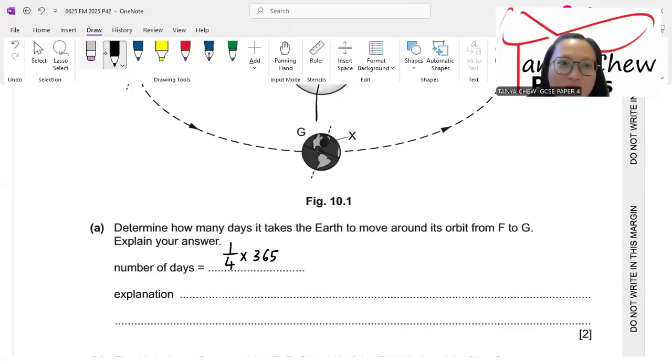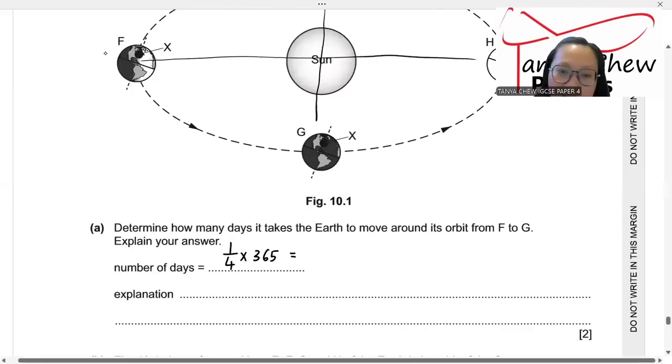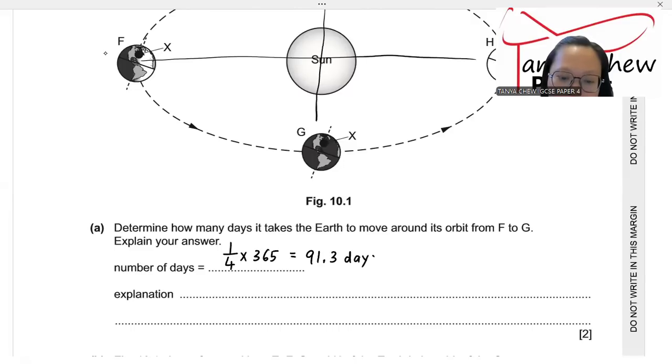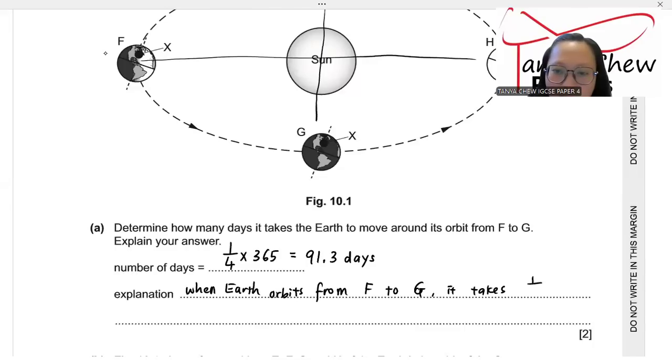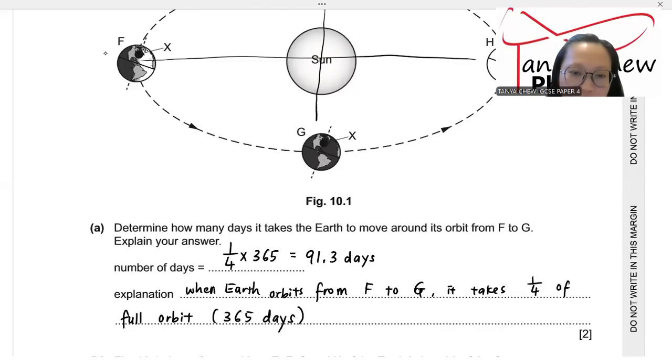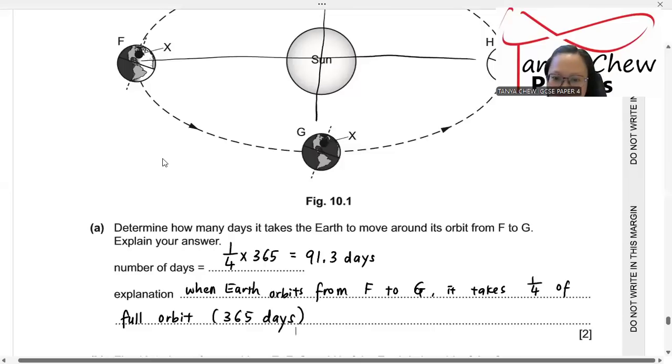So the answer is 91.3 days. Explanation: when Earth orbits from F to G, it takes 1/4 of the full orbit, which is 365 days. That is why you get 91.3 days.